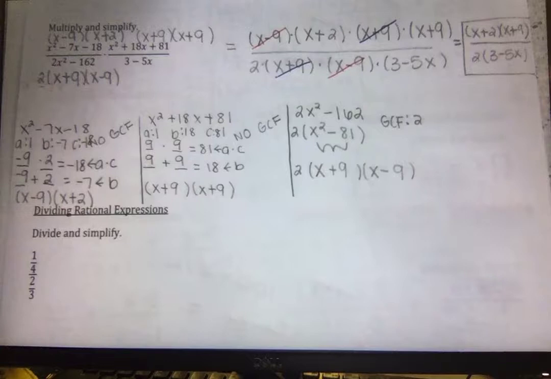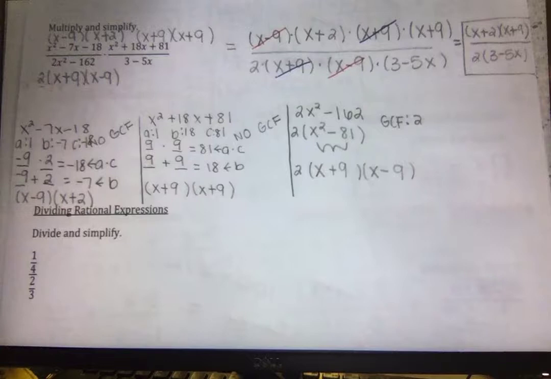So I'm going to kind of emphasize that middle fraction bar. So again, fractions mean what? Add, subtract, multiply, or divide? Divide. So I can rewrite this as 1/4 divided by 2/3. That looks a little easier. No, it doesn't. Sorry. By the way, this is called a complex fraction. A fraction within a fraction is called a complex fraction.